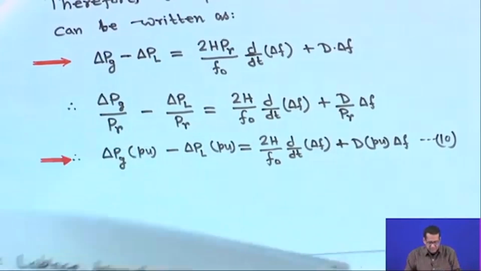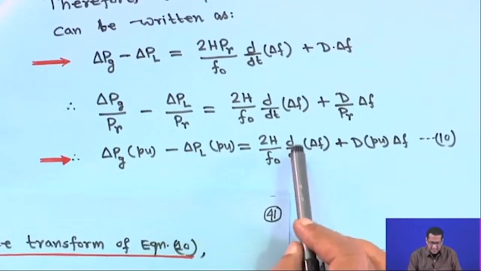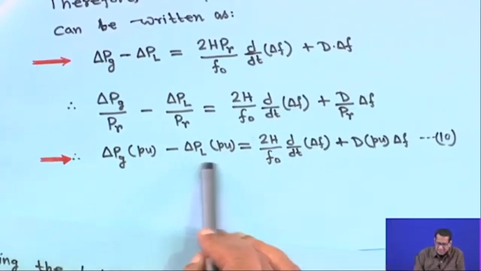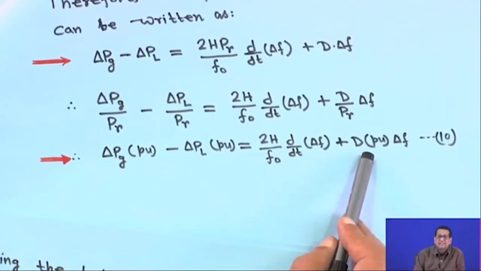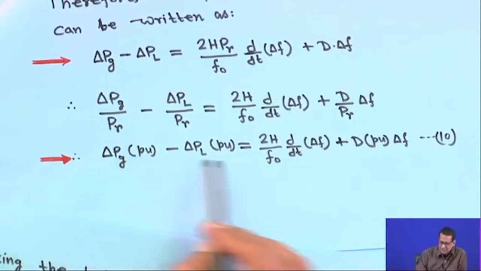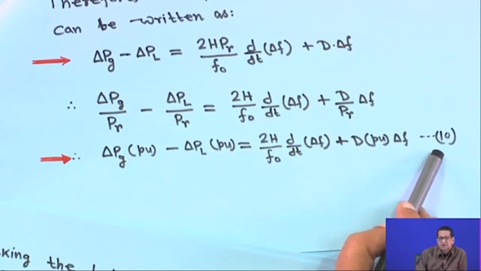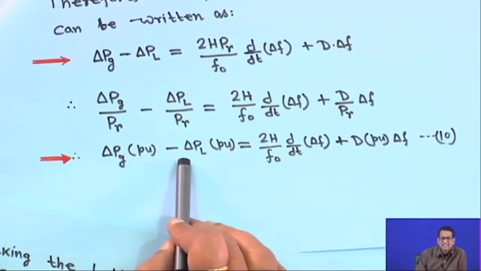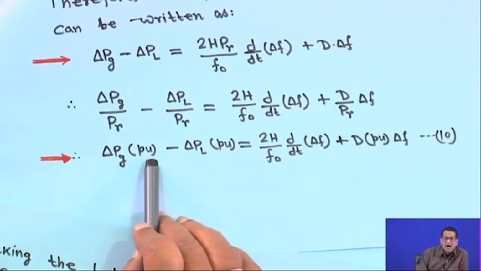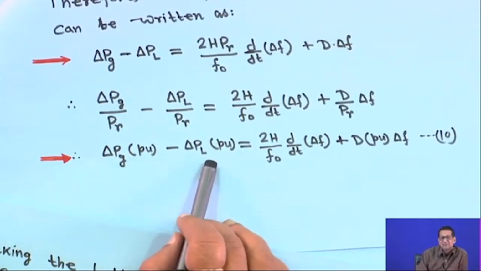Therefore, if you take the Laplace transform, after this delta P g, delta P L, D all are in per unit. So, again and again this per unit will not be written, but from equation 10 onwards all these values, unless and until I mention, are all in per unit only, right. But again and again I will not write per unit, then things will become clumsy.